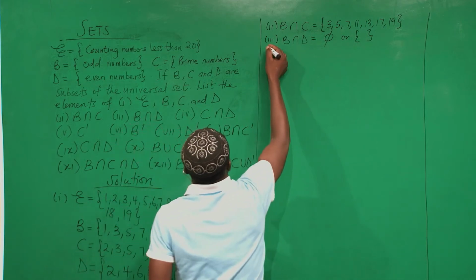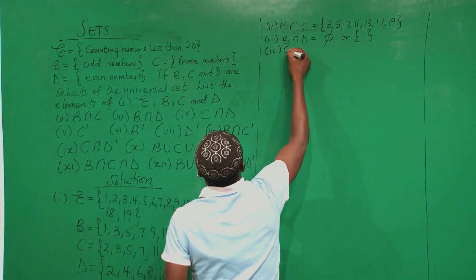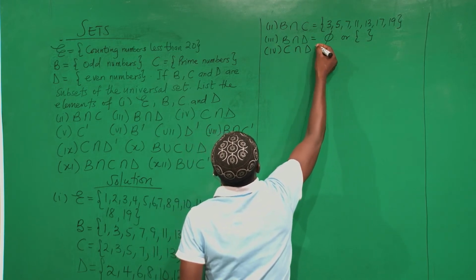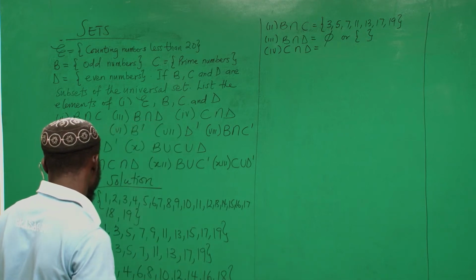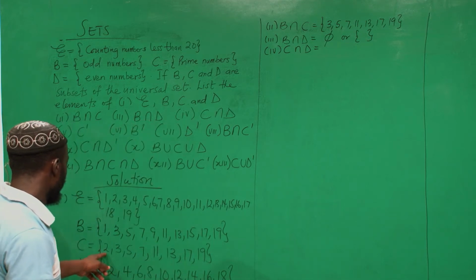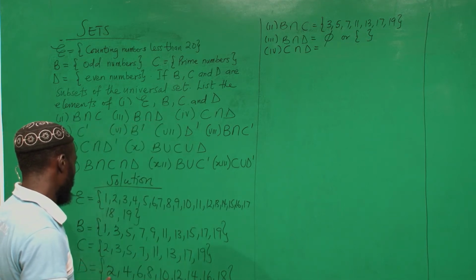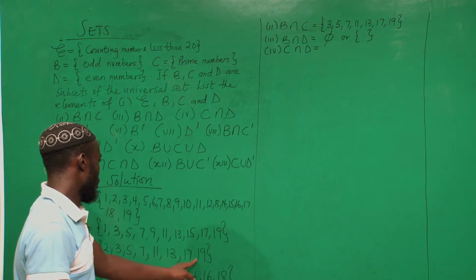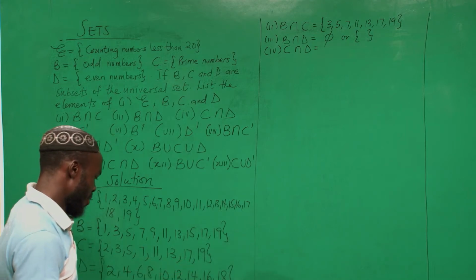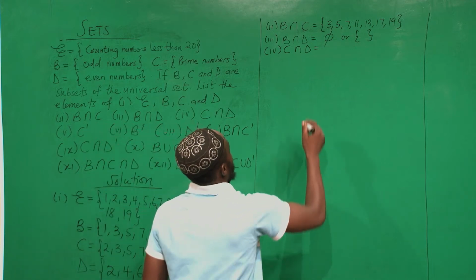Then we move on to IV, C intersection D. That is the elements common to C and D. What elements are common? We have 2. What again? I think that is the only element which is common. 2.